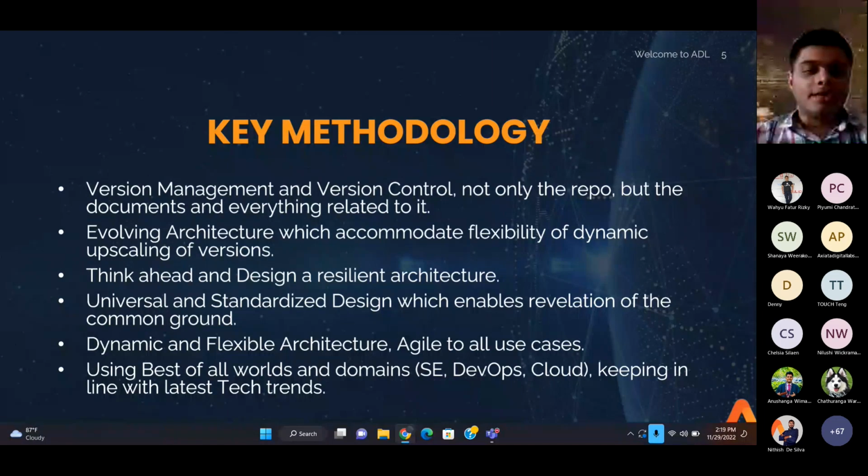So evolving the architecture which accommodates flexibility and dynamic upscaling of versions. The architecture should also be evolved. It should be designed in a way which accepts change. So architecture is to be designed in a way which accepts change in pattern, where evolving concepts should be considered and taken into account and accommodated with complete flexibility and with a dynamic mechanism.